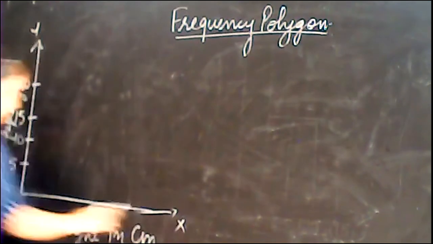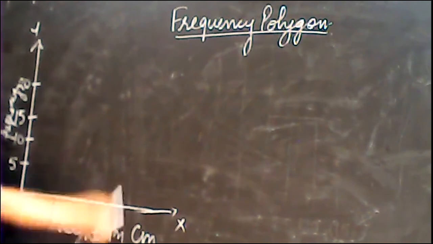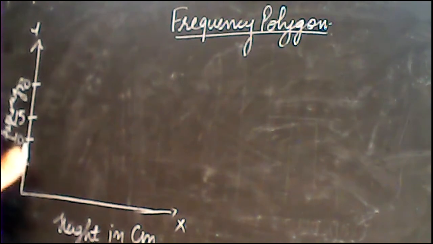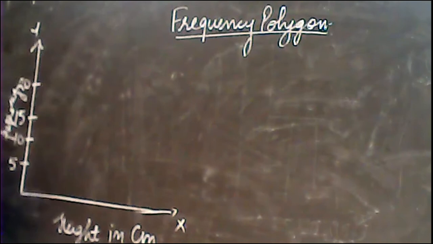On the x-axis, we have heights in centimeters, and on the y-axis, we have frequency. We have plotted 5, 10, 15, 20, because the frequencies given to us are 10, 15, 20, so that we can mark in between, right? So we'll be starting it.